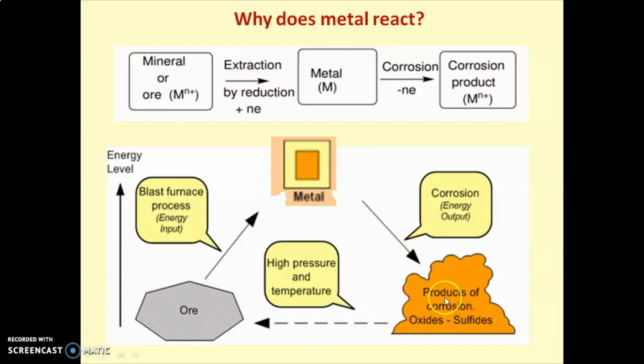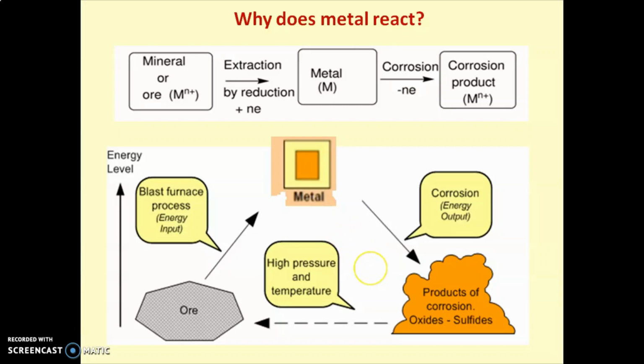Energy released means this corrosion product has less energy as compared to the metal. That means this has less energy, and this has more energy. And the natural principle is that matter is more stable with less energy. That's why every matter wants stability.